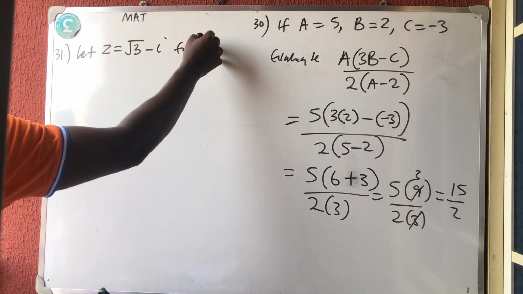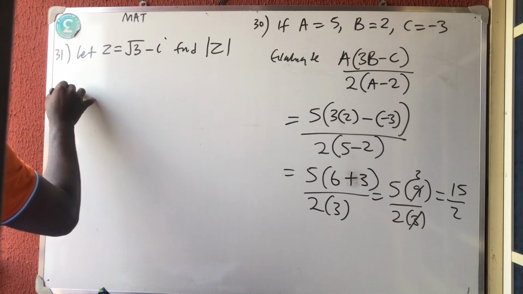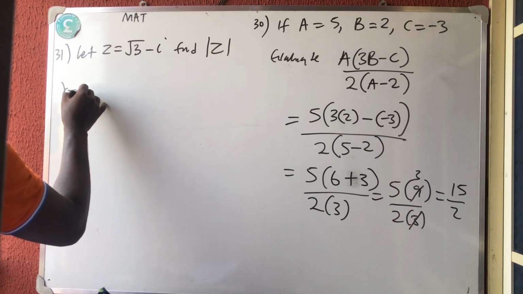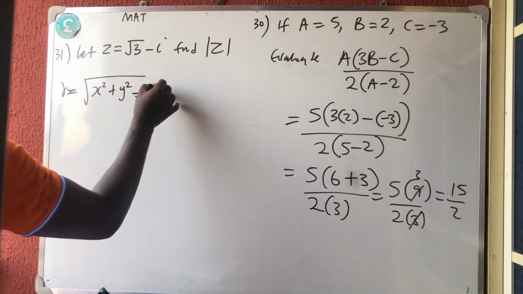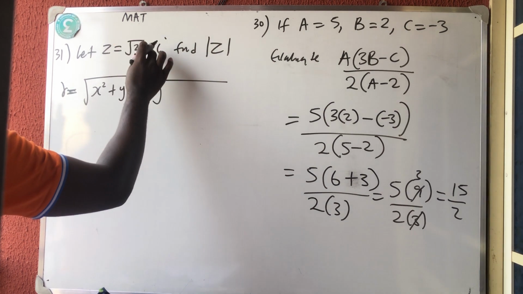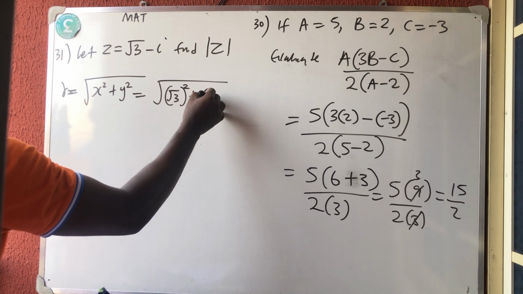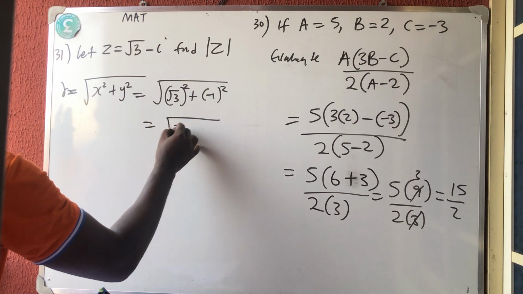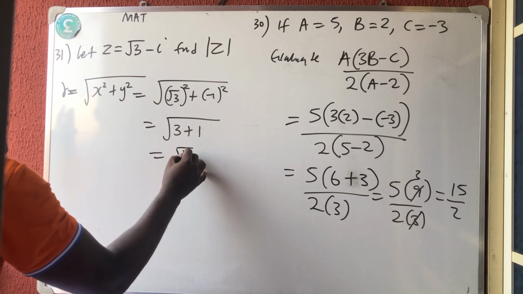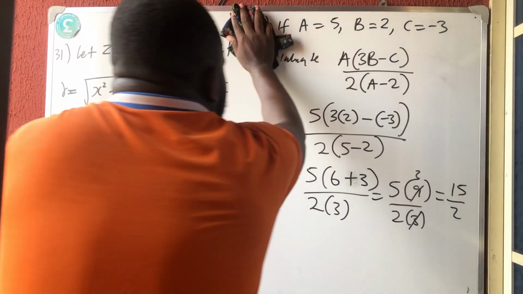Number 31. Number 31 said let z be equal to root 3 minus i. Then find the magnitude of z. Magnitude of z means r, and don't forget our r is the modulus. The modulus is simply the square root of x squared plus y squared, which is root 3 all squared plus -1, the coefficient, all squared. The square root of 3 plus 1, which is root 4, and root 4 is 2. Okay?